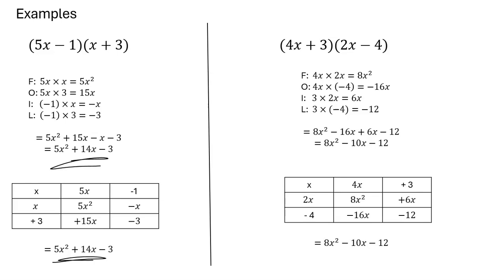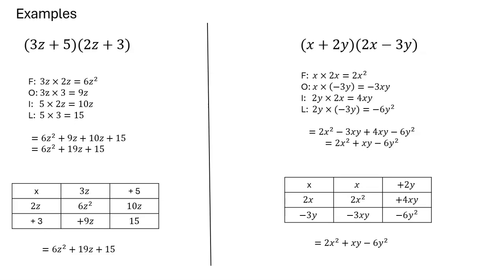If we look at the second one here, again, example set up for both the FOIL and the table method. One thing you'll notice, I get the same answer regardless of each method I choose. So compare your one to whichever way the working is laid out for that, appropriate for you.